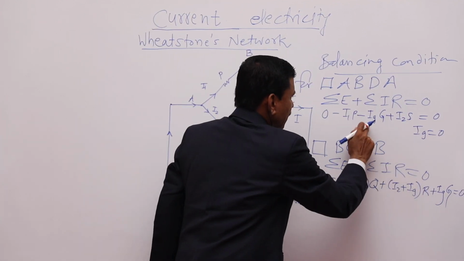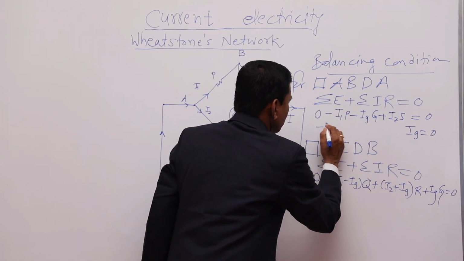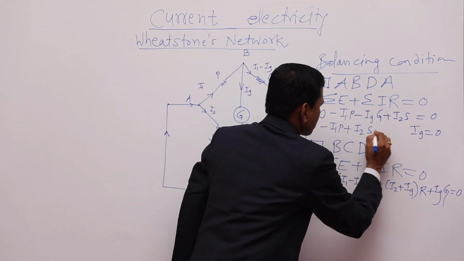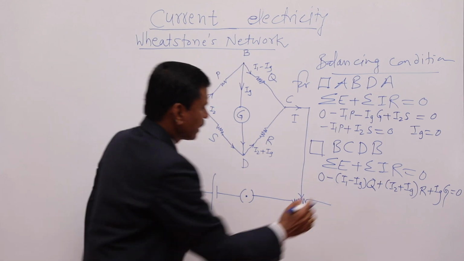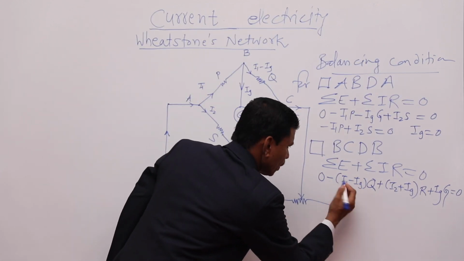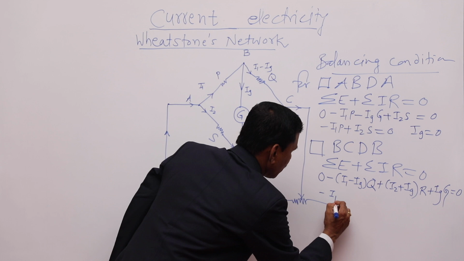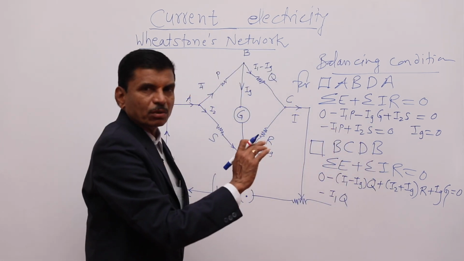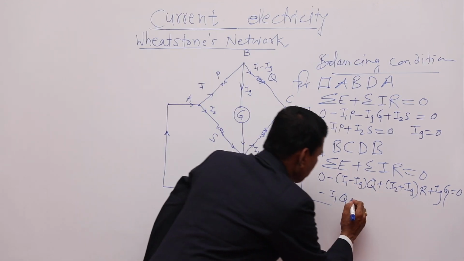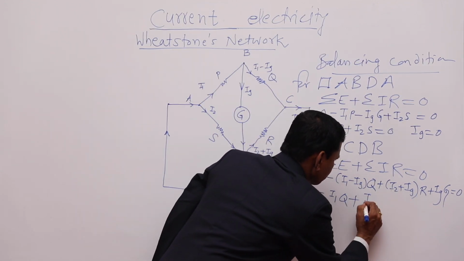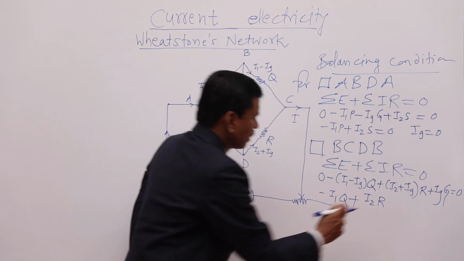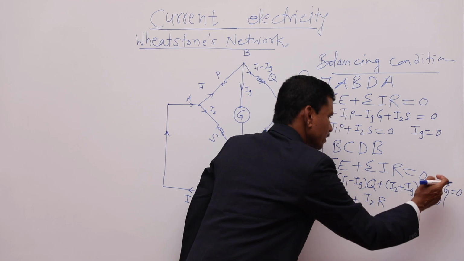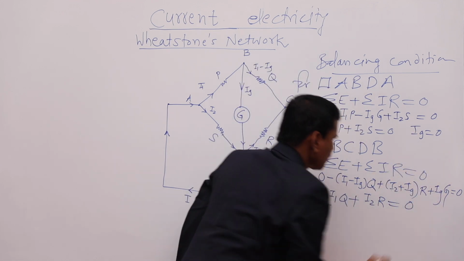So if we take Ig equal to 0, what will our equation be? Minus I1P plus I2S is equal to 0. And in this equation, see, minus I1Q plus IgQ, but Ig is 0, so I neglect it, plus I2R plus IgR, but Ig is equal to 0. So that is the equation.